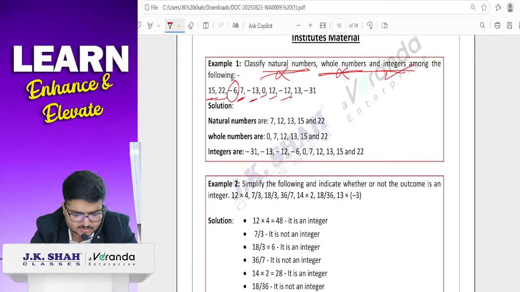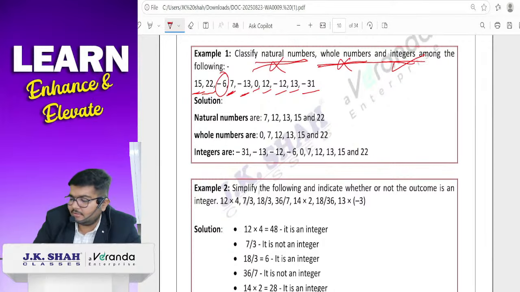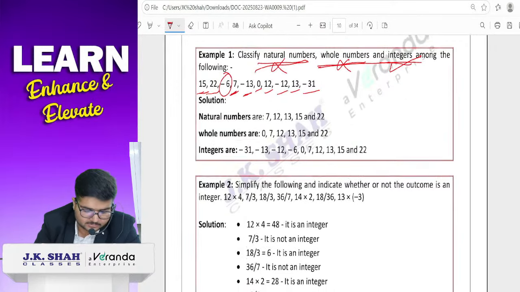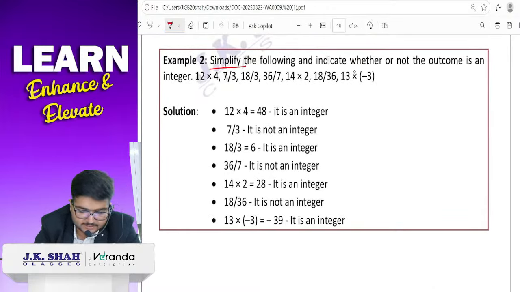What about minus 12? It will be only an integer and not a natural number or whole number. What about 13? 13 will be a natural number, whole number and integer. What about minus 31? It will be only an integer, not a natural number or whole number. Right? Now you have to simplify whether or not the outcome of the given operation is an integer or not.